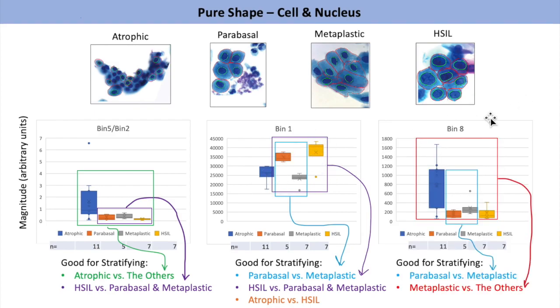Lastly, bin 8 does a decent job of separating the parabasal from metaplastic category, as seen in the orange and gray, but also does a great job at separating the metaplastic versus other categories. And by others here, I mean parabasal and HSIL.